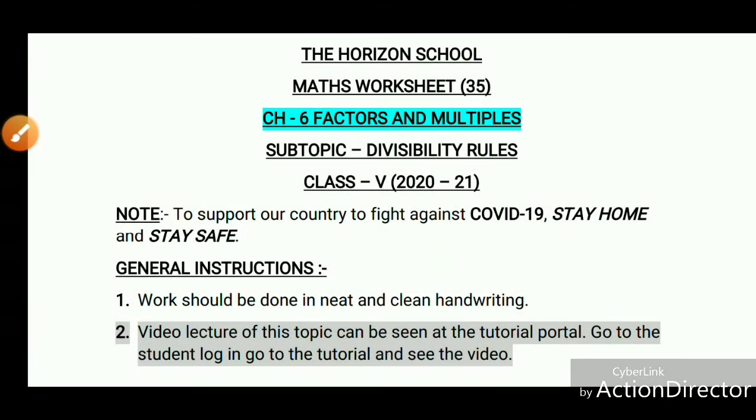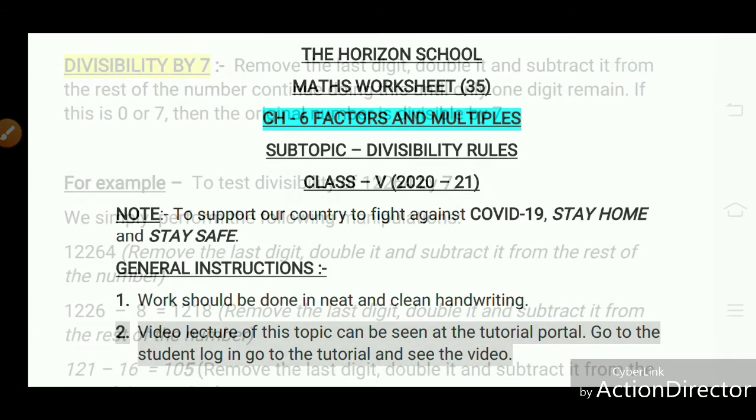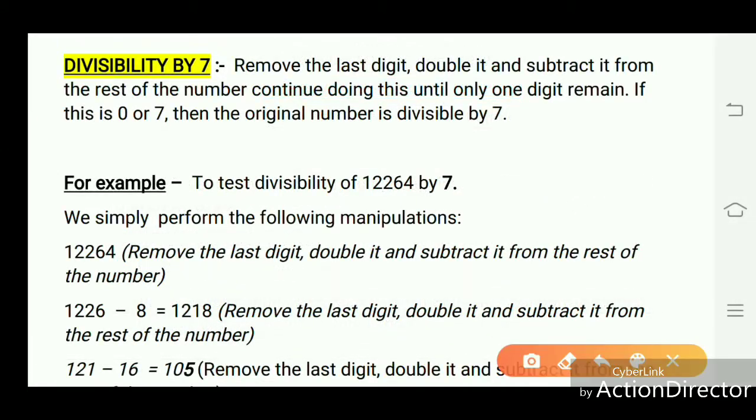Students, this is Maths Worksheet 35, Chapter 6, Factors and Multiples, and the subtopic is Divisibility Rules. First, we will discuss divisibility by 7.